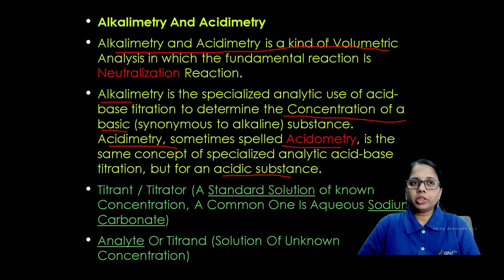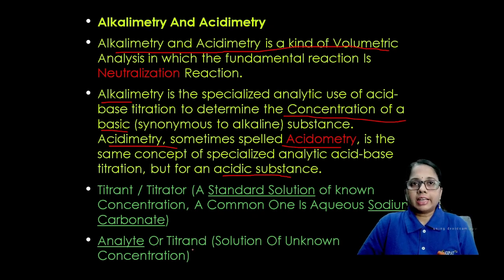Titrant and titrand, we know all these terminologies from our basic titrimetric introduction lecture also. So what is a titrant? It is a standard solution of known concentration. That means a primary standard or a secondary standard which is already standardized. An example for the titrant solution is a sodium carbonate solution, because it is a primary standard. Whether in acidimetry or alkalimetry, we are going to use these types of titrant solutions.